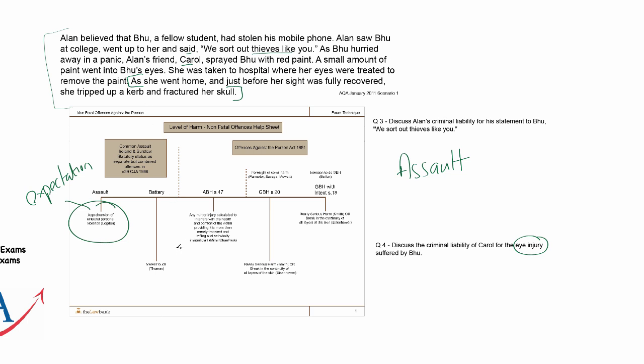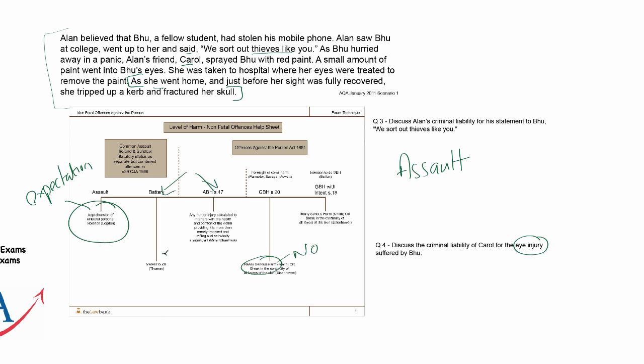So let's apply the chart. And I'm going to work back to front. Can we genuinely say that the paint sprayed in Boo's eyes is really serious? My answer to that is going to be no. And it's going to be no for a number of reasons. The scenario tells us her eyes were treated to remove the paint, and then she goes home. Both of those two things in itself would imply that there was not really serious harm. So that then starts to move us into either battery or section 47.